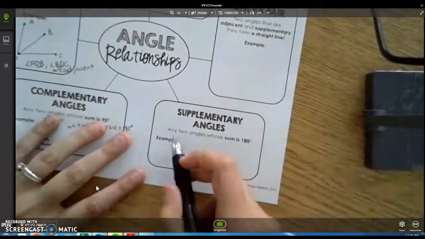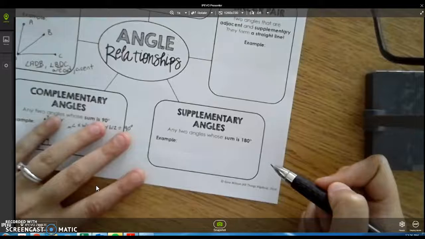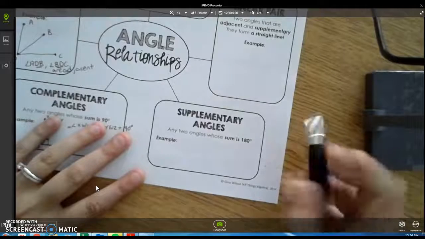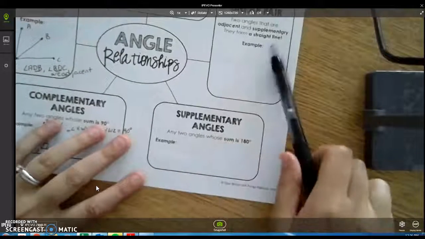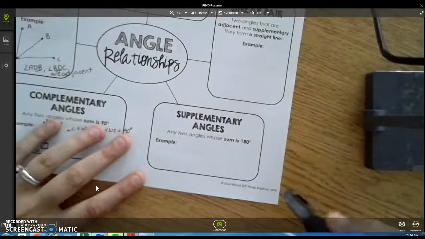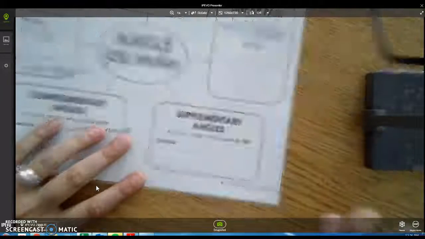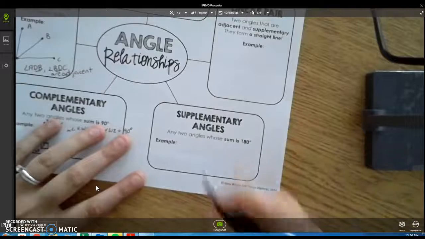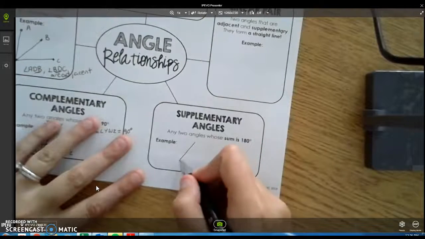Alright. Two angles that add to 180. So the best example of that is going to be a linear pair. And the linear pairs are going to see most often. But I'm going to show you another set since we don't want that to be our only example.